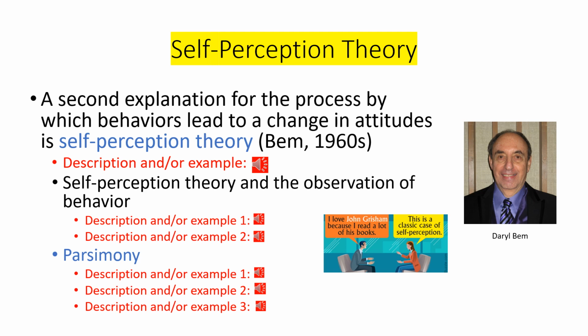Bem's theory, I watch my behaviors and I learn my attitudes. That's it. So it's much more parsimonious. Bem's theory is much more straightforward, more parsimonious, and generally, that's a good thing. So parsimony, in terms of theory, is a good thing. We want theories that are as simple, as straightforward as can be. And we know that certainly self-perception theory is more parsimonious than cognitive dissonance theory.